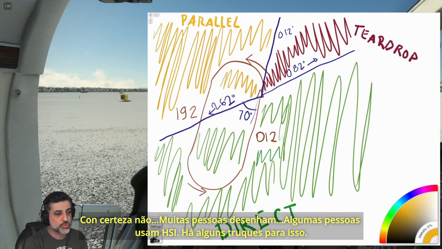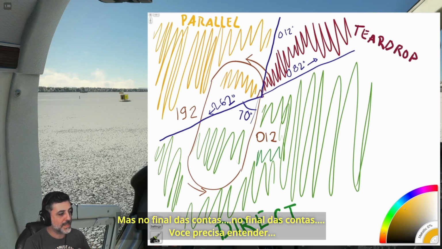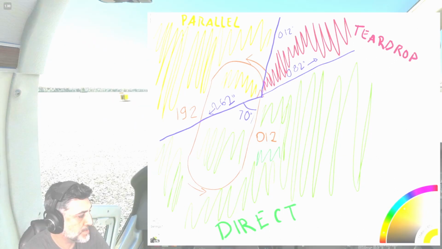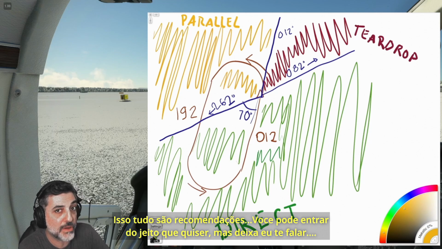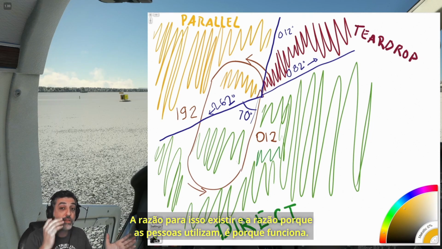Some people will use rules of thumb using the HSI. There's some tricks that you can do there to help you with that too, right? But at the end of the day, you just need to understand this entry template, if you will. These are all recommendations. You can enter however you want, but if you stick with this, chances are you're going to be more successful at entering the hold than if you try something else. The reason this is out there, and the reason people actually use it, is because it works.